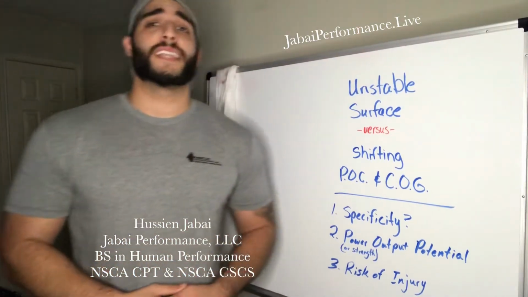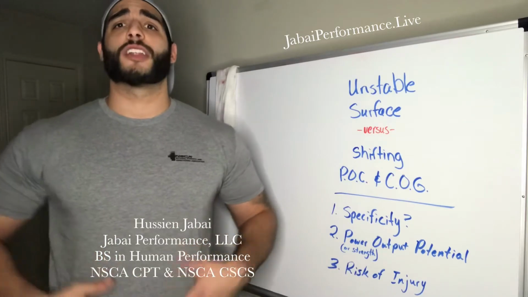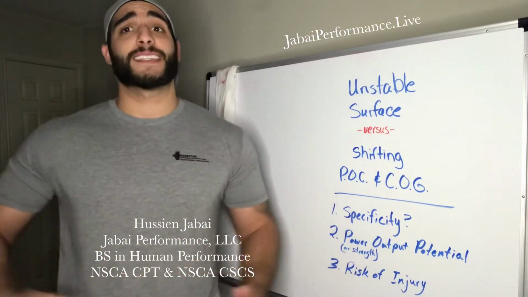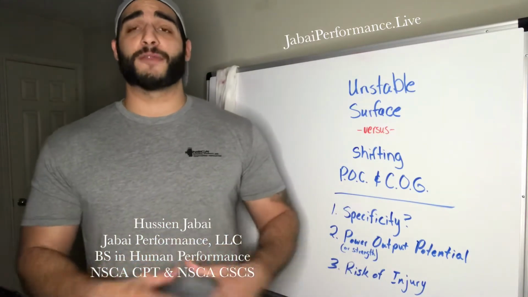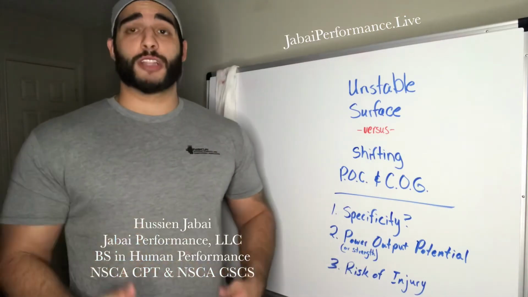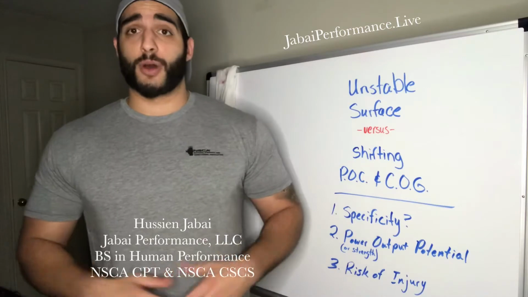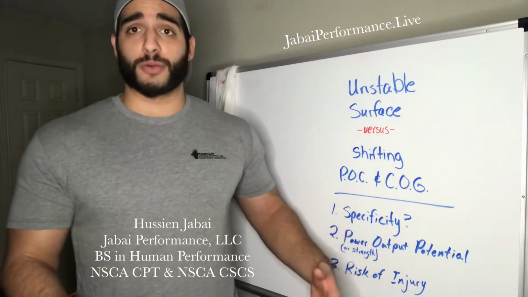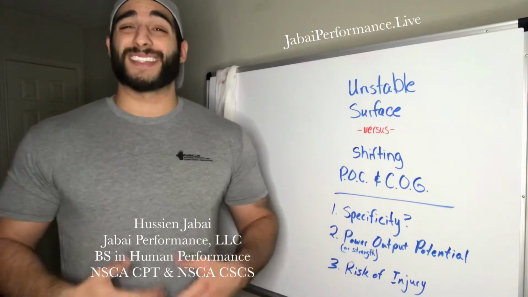Before we dig deep into the actual 3 reasons why I would not use unstable surfaces, we're going to talk about what point of contact and center of gravity is. Point of contact is the amount of limbs or the amount of surface area we're actually covering, whether it be bilateral or unilateral type training. This means 1 leg versus 2 legs. That could be a single leg squat versus a standard back squat with 2 legs, or single arm landmine presses versus a barbell bench press, things like this.